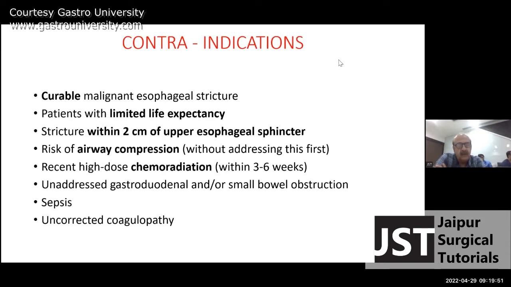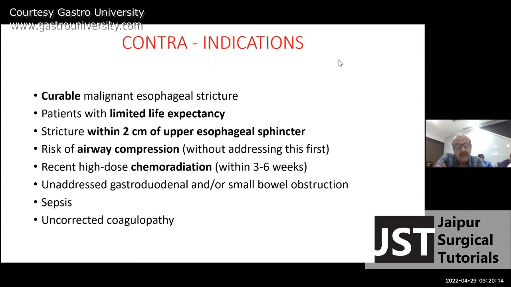And somebody who has undergone a recent chemoradiation, these are the patients where there is a high degree of migration and a high degree of perforation in these settings when you do an endoscopic procedure. So you may wait for 3-4 weeks after the recent chemoradiation, then go ahead and do it.